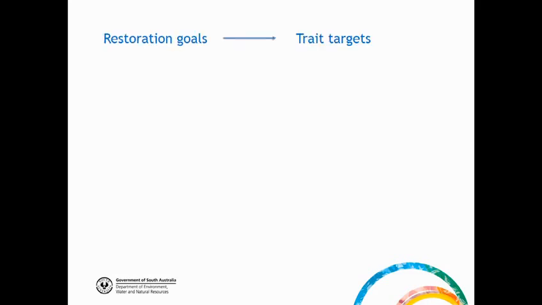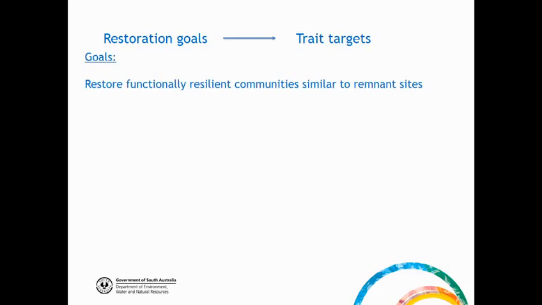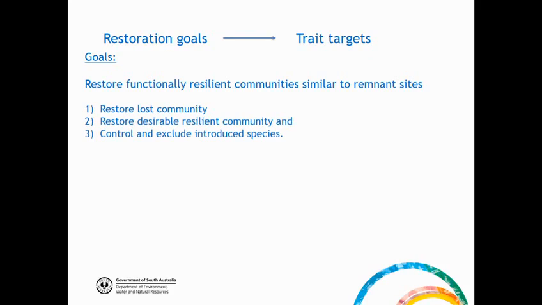So, the restoration goals and translating them into trait targets. The overarching restoration goal of this project was to restore a functionally resilient community similar to remnant sites. And underneath that, I broke that into some sub-goals. These were to restore the lost community, to restore a desirable resilient community, and to control and exclude introduced species. And some of these goals actually interact with each other.